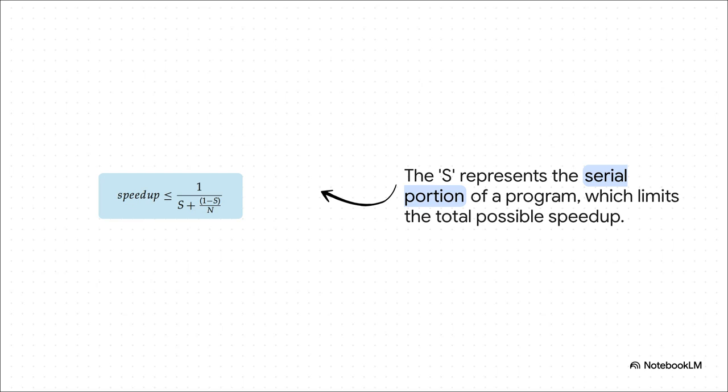Now, don't worry about the scary-looking math on this slide. Forget the formula. The only thing you need to look at is that letter S. That stands for the serial part of your program, the piece that absolutely cannot be split up and run in parallel. That one little number acts like a giant anchor, holding back how much faster you can possibly go.